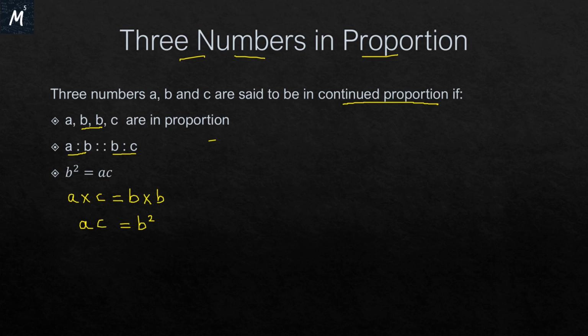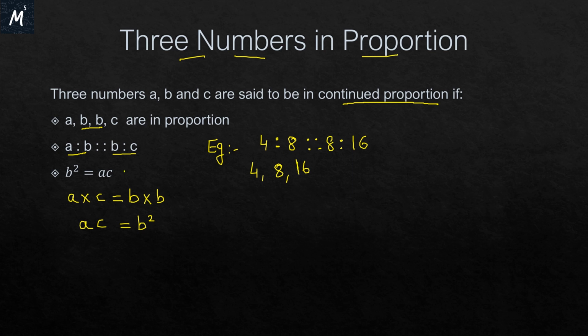Let's take one example over here. If I have proportion 4 is to 8 as 8 is to 16, how am I going to write it? 4, 8 and 16 are in continued proportion.